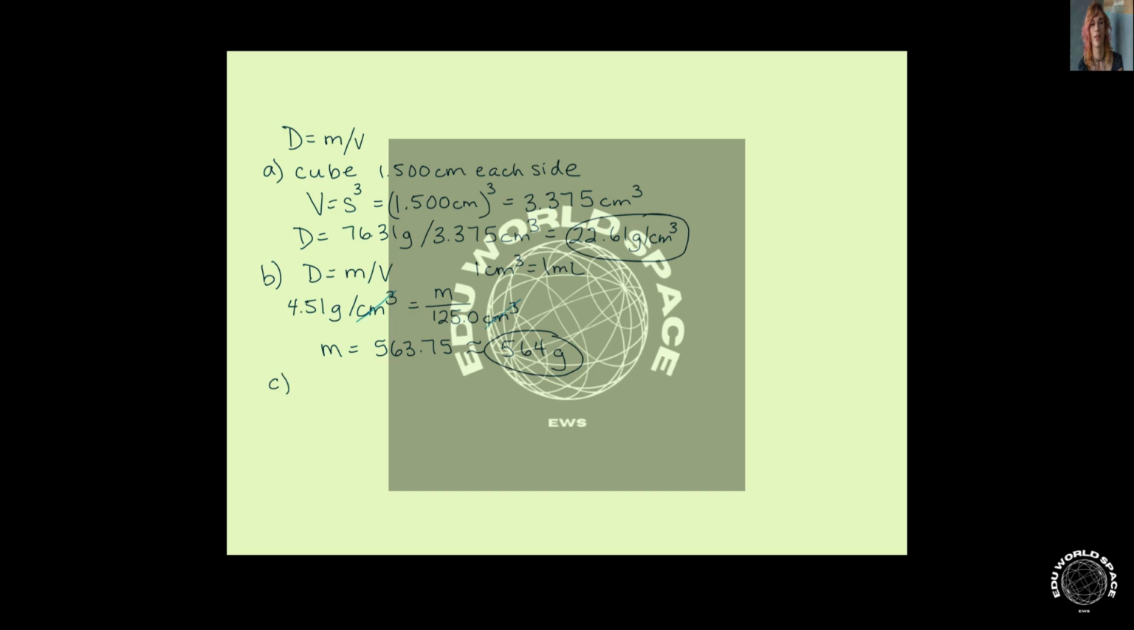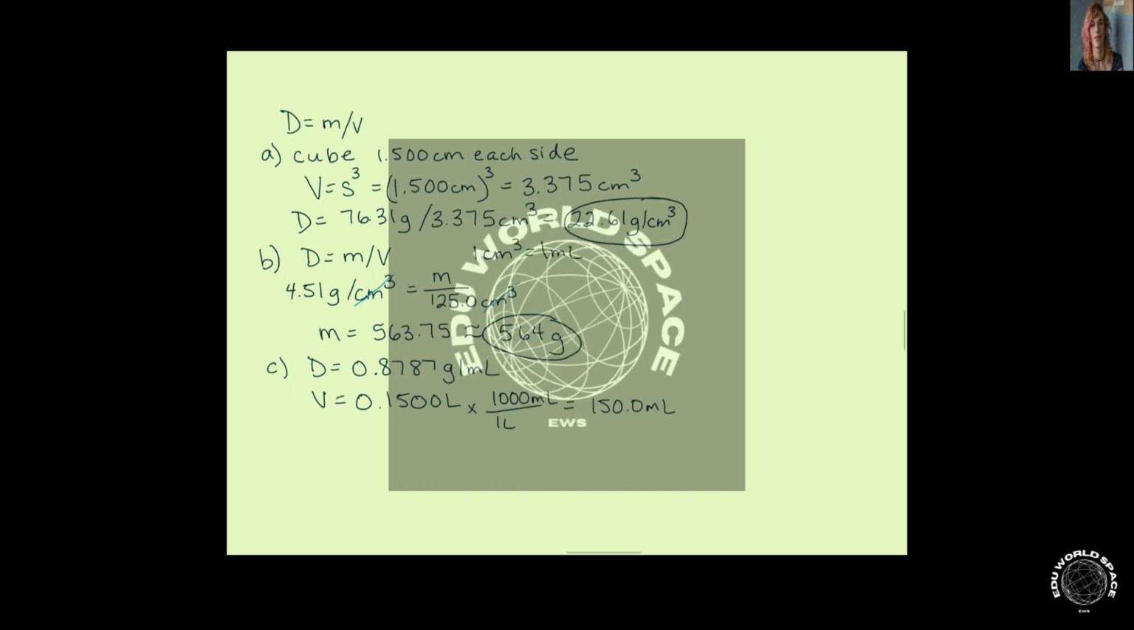For part C, again, they give us the density, 0.8787 grams per milliliter. And the volume they give us as 0.1500 liters. I want my units to match, so I'm going to change those liters into milliliters. And we know there are 1,000 milliliters in 1 liter, which will give us 150 milliliters for our volume.